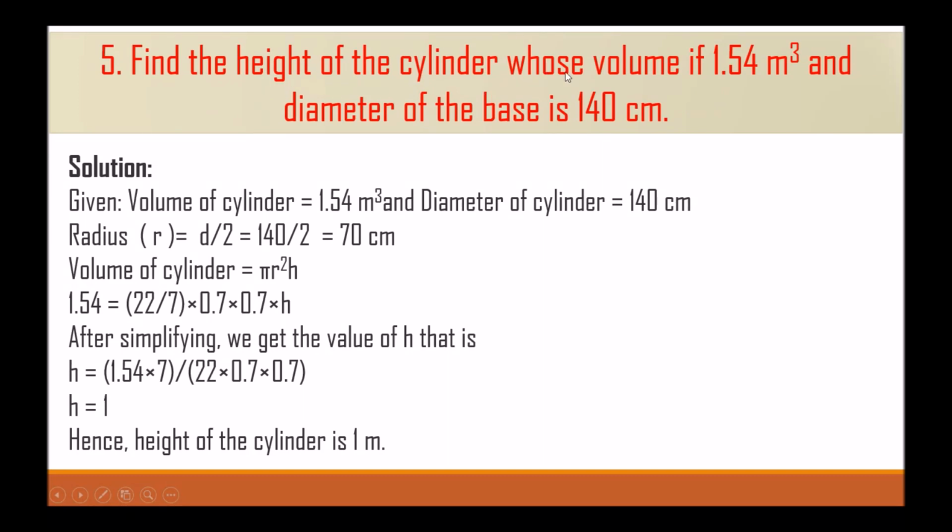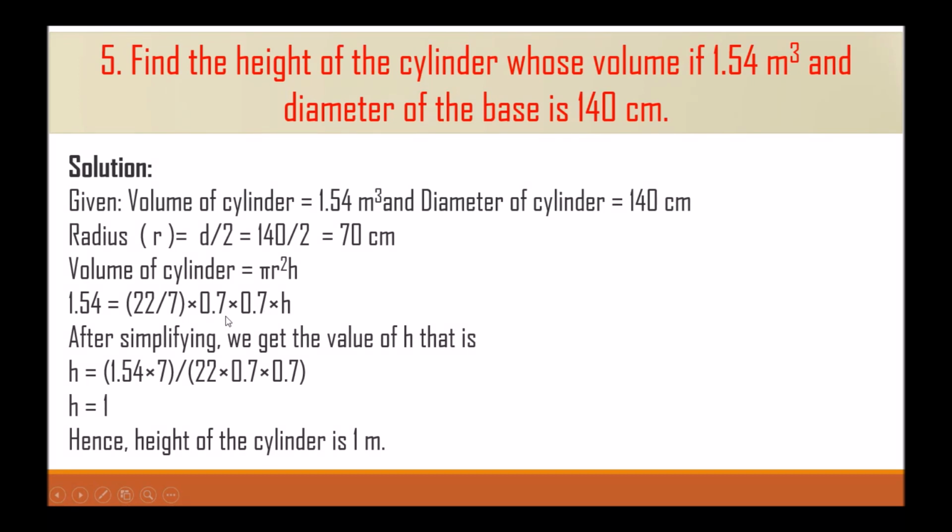Find the height of a cylinder whose volume is 1.54 meter cube and diameter of the base is 140 centimeter. So volume of cylinder is 1.54 meter cube and diameter of cylinder is 140 centimeter. First we will find the radius, that is 140 upon 2, so 70 centimeter. Now volume of cylinder equals pi r square h. So 1.54 equals 22 upon 7 into 0.7 into 0.7 into h.